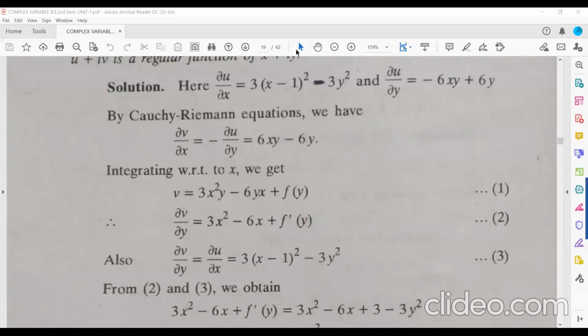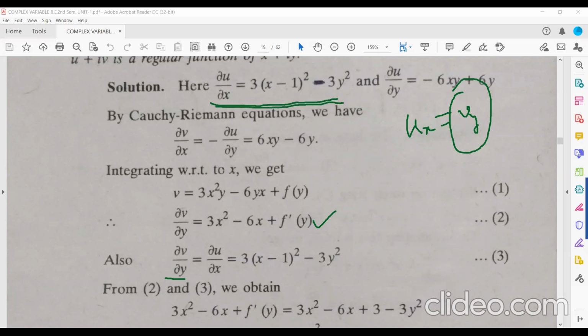Now just see here, you got del v by del y. But according to the Cauchy-Riemann equation, ux equals vy. And vy you have already got from here. So del v by del y also equals del u by del x. And u is given, so you have already got this as your del u by del x. So just substitute this value here.